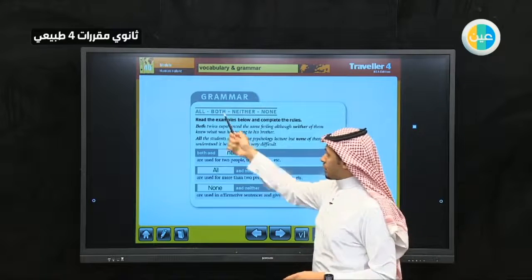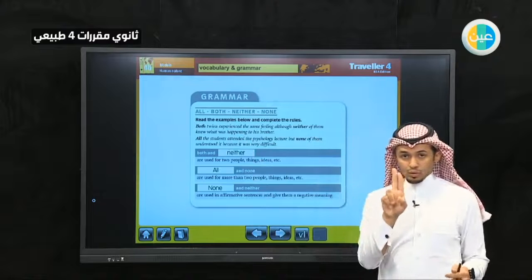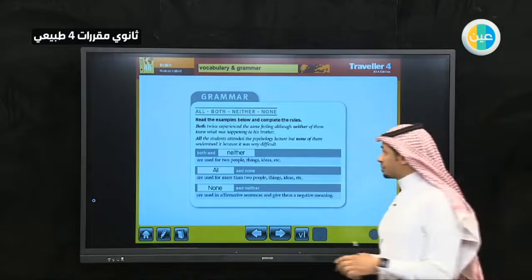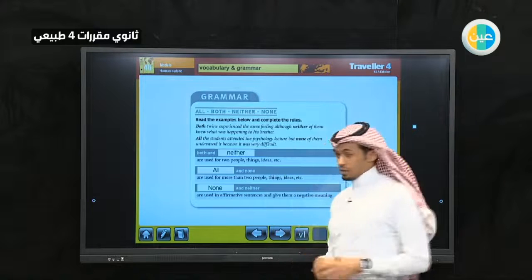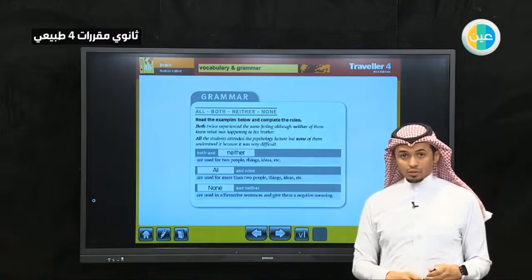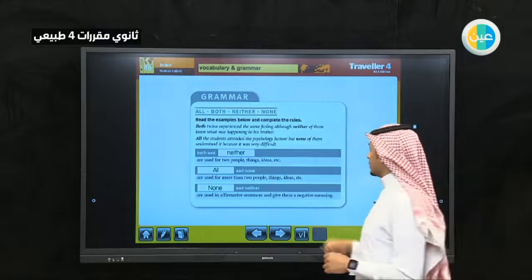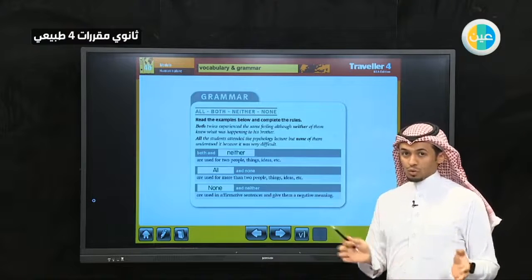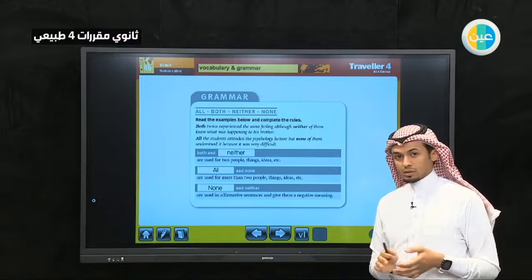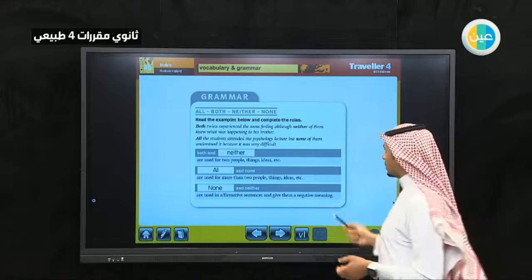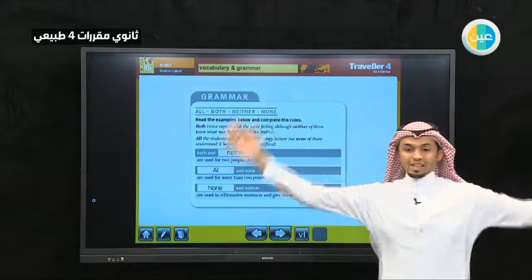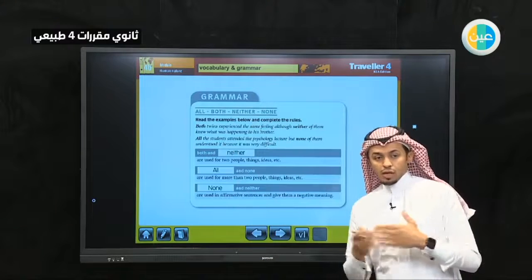So we use both to say something about two people or two things. And neither, we use it to give the negative meaning. We don't have no or not in the sentence, but we use neither. All, that means everyone, for more than two.